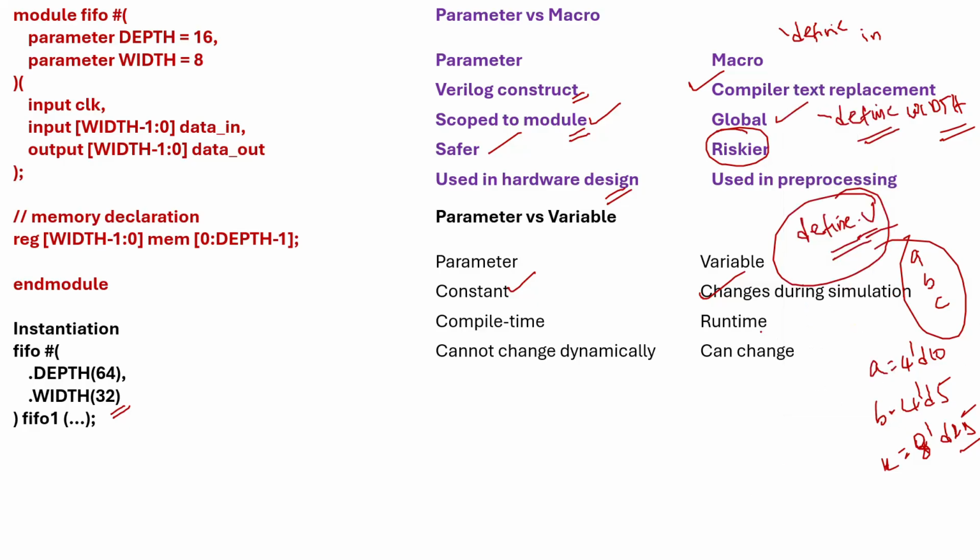Runtime means simulation time, and compile time means it will check the syntax errors. Any syntax errors that are there will be caught. So a parameter cannot change dynamically, because during runtime we cannot change it. Wherever the parameters are utilized in your RTL, only at that place do you need to change them, otherwise it is not changed. Here we can change the runtime variables.